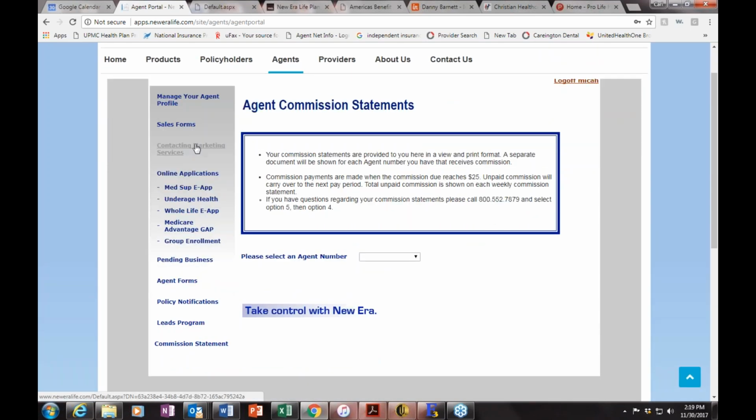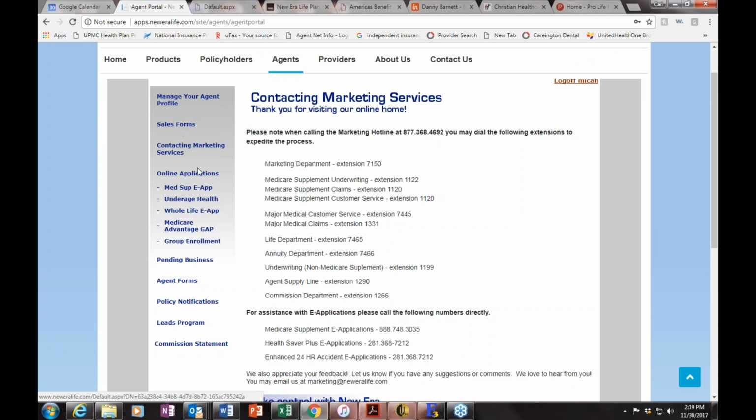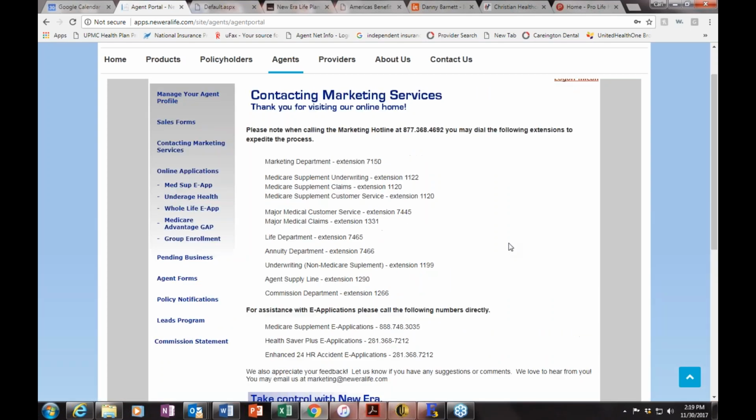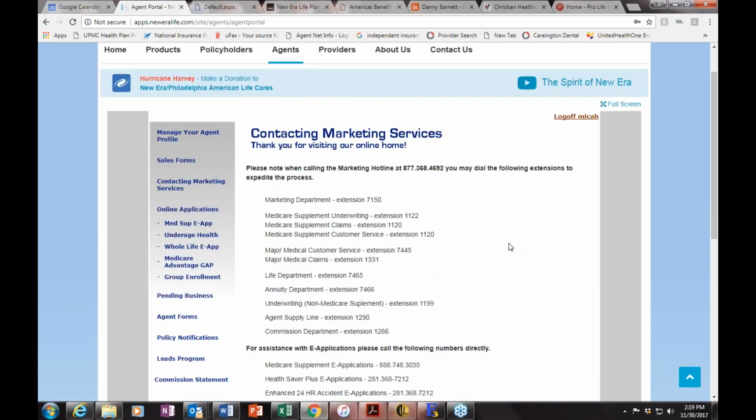Okay, I'm going to go up to, here's some phone numbers for contacting the insurance company for some specific questions. We don't want to call underwriting to check status of applications. You will be able to view that status, like we just said, in your pending business. If something seems like it's taking a long time, you can get in touch with me or send me an email, and I'll be glad to reach out and find out what's going on for you.